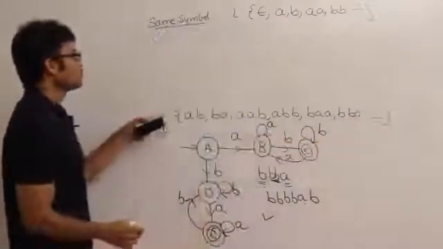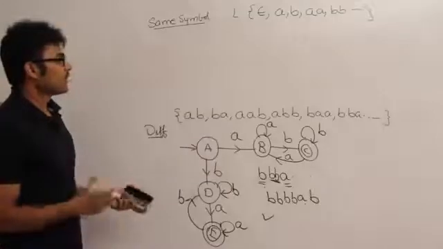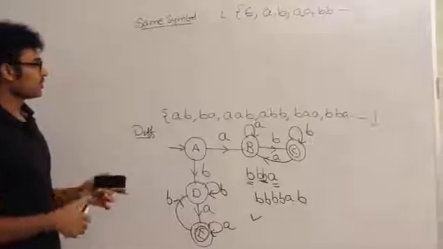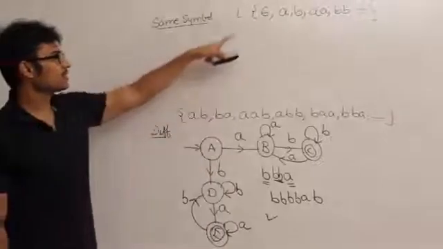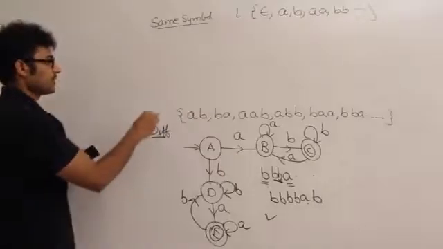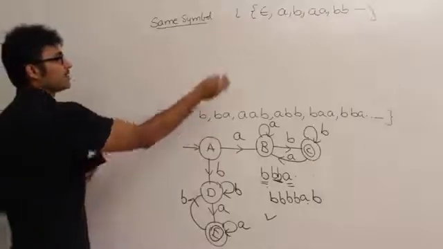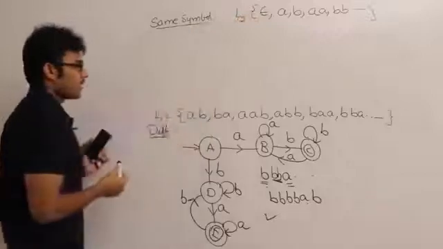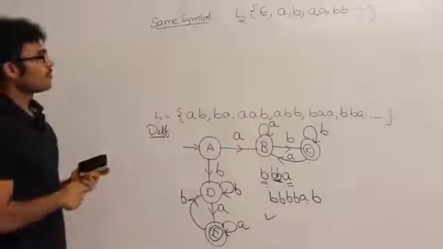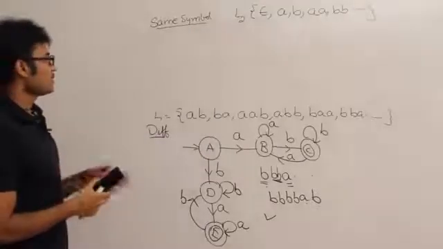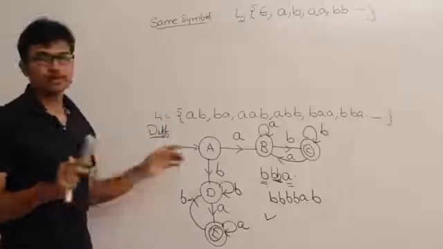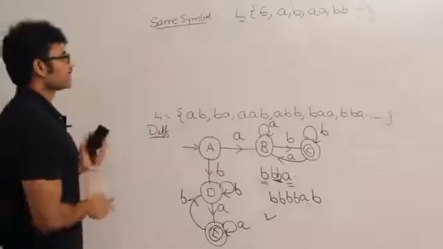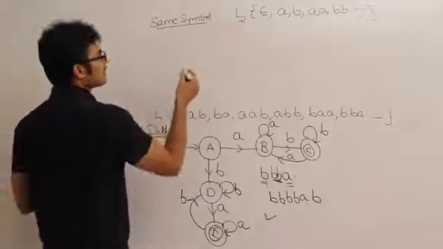So if you look at these two languages, both are exactly complements. If a string is in this language L1, the string is not going to be in this language L2. Let us call this one L1 and this one L2, right? They are exactly complements of each other, and L1 union L2 is going to be everything. So let us try to design this.